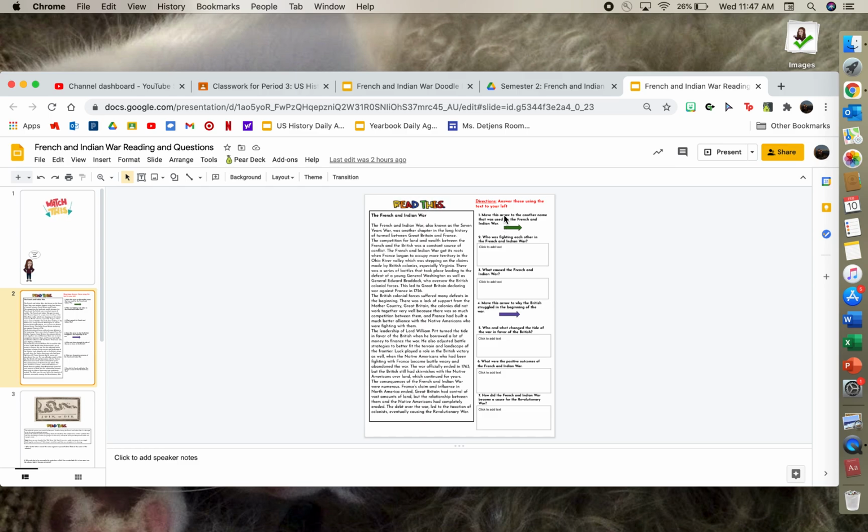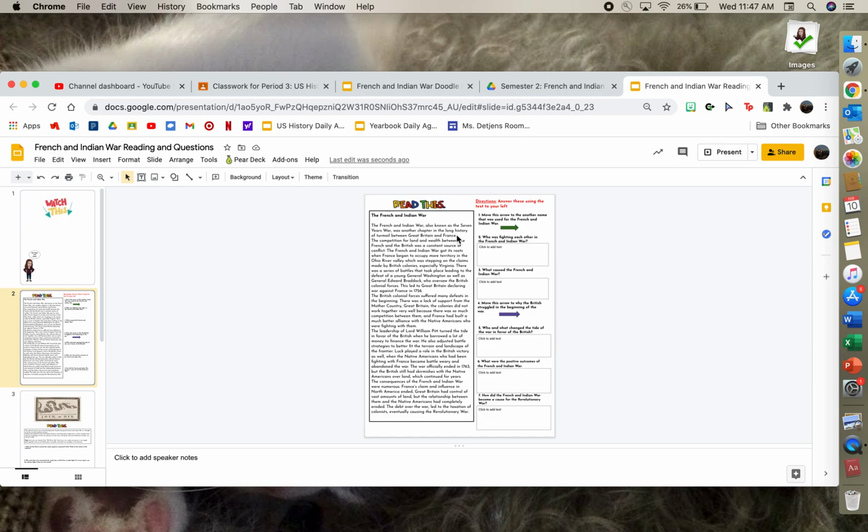The first one said move this arrow to another name used for the French and Indian War. So you're going to move this arrow to the other name. So it says otherwise known as the 7 Years' War. So I'd move my arrow there. For some reason if you delete the arrow, you can just add a line to make up for it. It would be under the plus sign for the iPad. So just know that if something happens to your arrow, you can add a line or an arrow using the plus sign.